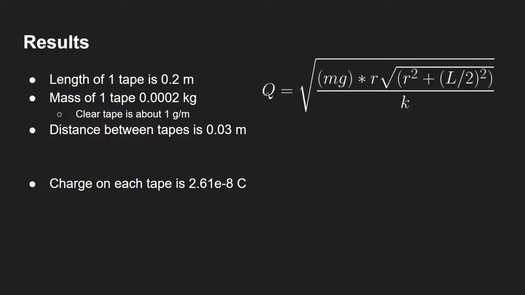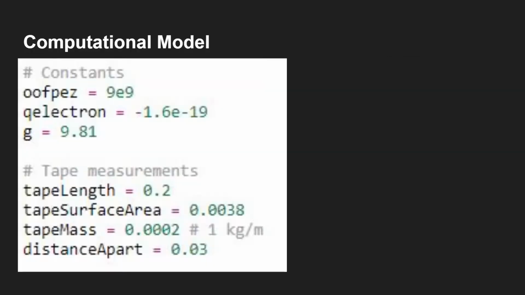Now, the results: the length of the tape in Lab 1 was 0.2 meters with a mass of 0.0002 kilograms, given that clear tape is about 1 gram per meter. The distance between the two tapes was 0.03 meters, and plugging everything into the equation for Q that we just found, we get that the charge on each tape is equal to about 2.61e-8 coulombs.